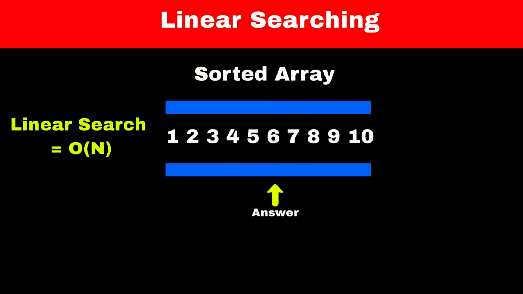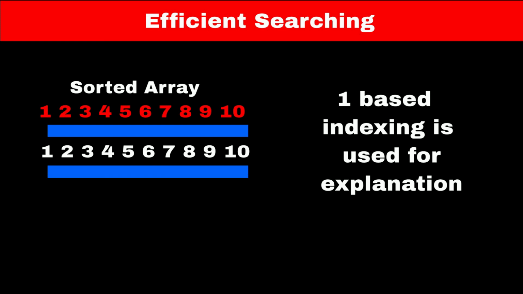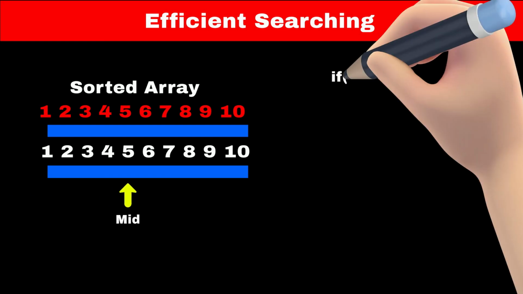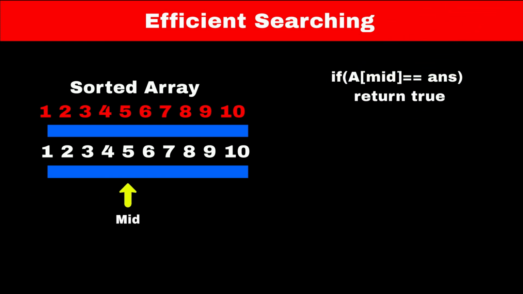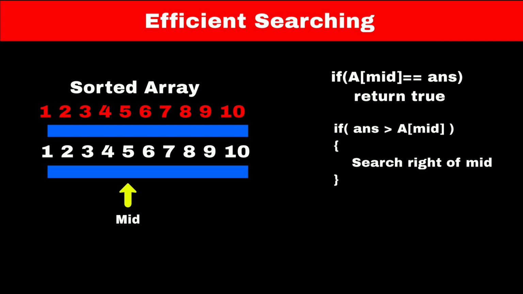Let's see if instead of searching all elements, can we take advantage of a sorted array over here. So instead of starting from the first element, we can start from a middle element. So first we will compare the middle element with the answer that we are looking for. If it's equal, then we found our answer. But if it's not equal, then we will check if our element is greater than middle element or not.